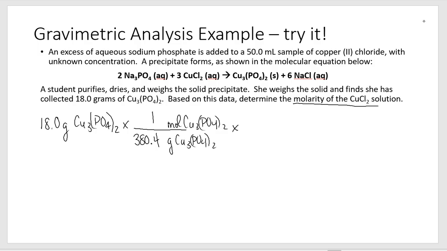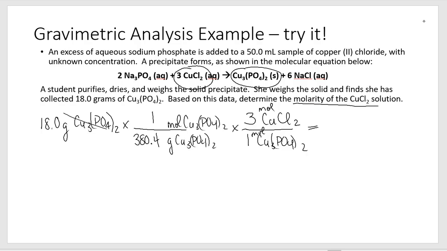Okay, so that gives me moles copper phosphate. I'm trying to find molarity of copper chloride, so I've got to convert from copper phosphate to copper chloride. That's where my balanced chemical equation comes in handy. I'm going to use my mole ratio. In order to make 1 copper phosphate, I need 3 copper chlorides. So first step, find moles. Second step, use your mole ratio. If I stop and solve here, grams cancels out, moles copper phosphate cancels out, and I'm going to have an answer in moles copper chloride. If I plug that in my calculator, I should get 0.142 moles of copper chloride.